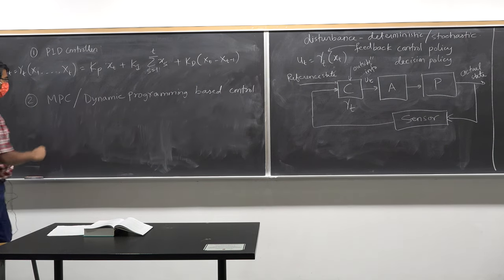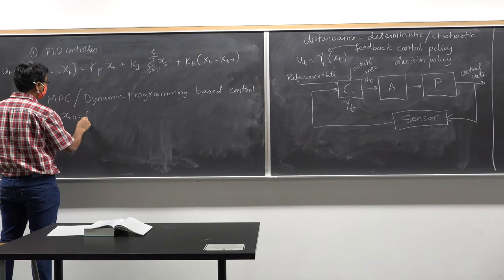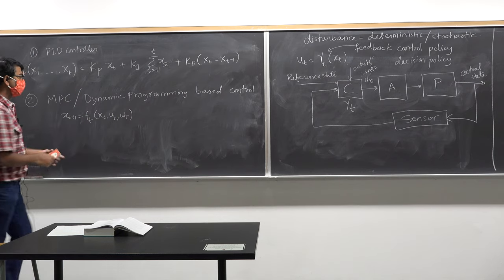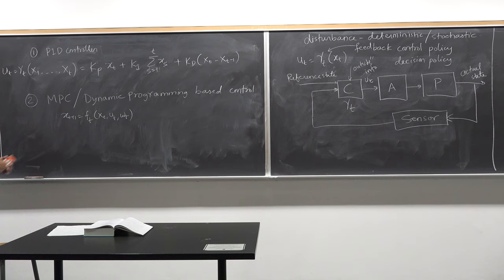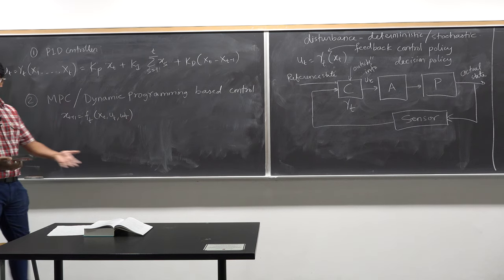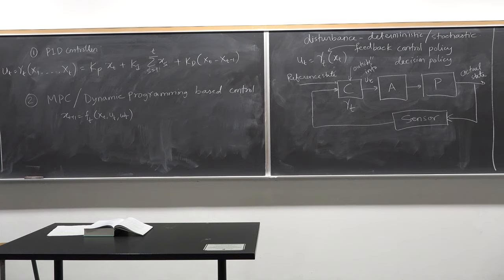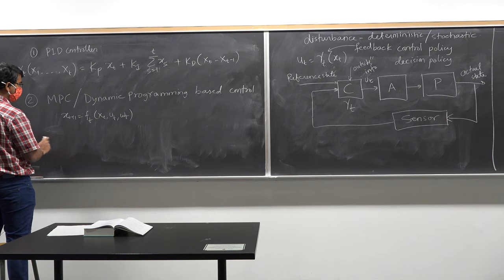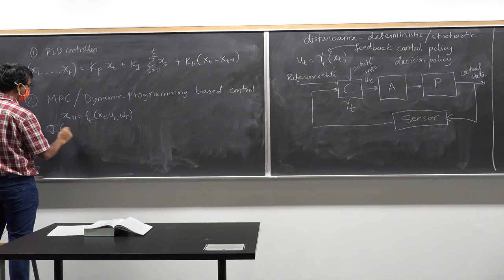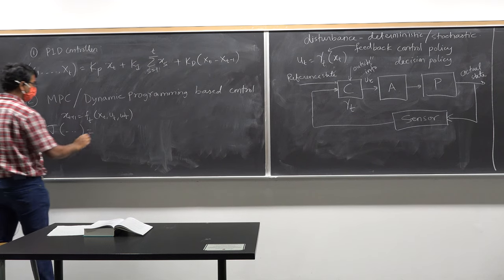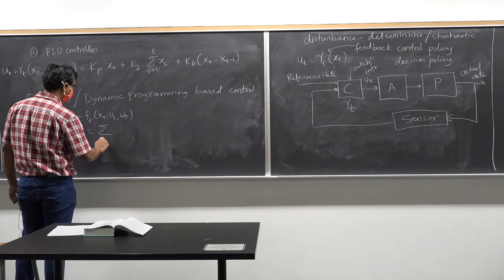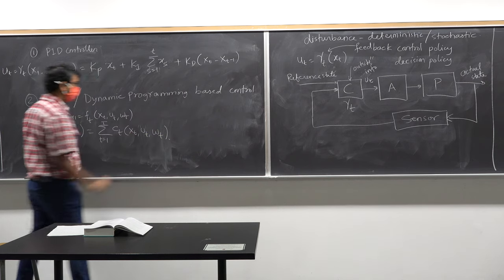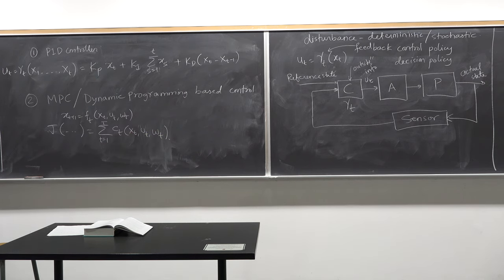So what that does is you have a system x_{t+1} equals f_t of x_t, u_t, w_t. w_t is the noise or disturbance. For the time being, let's assume that these are deterministic disturbances, so we kind of know what the values are going to be prior to starting the decision process. And I have a cost function J, which is given by the summation from t equals 1 to capital T of c_t(x_t, u_t, w_t). This is my cost function.